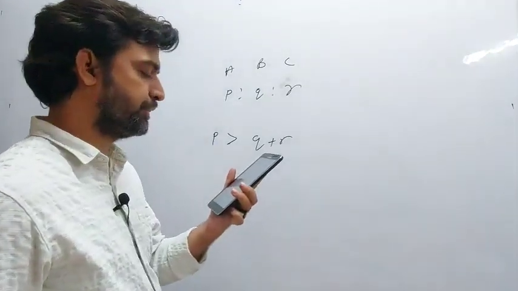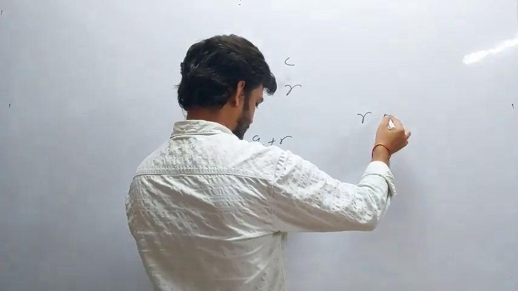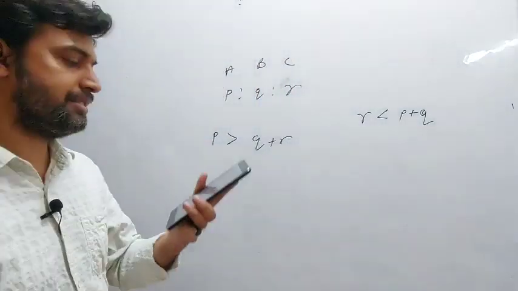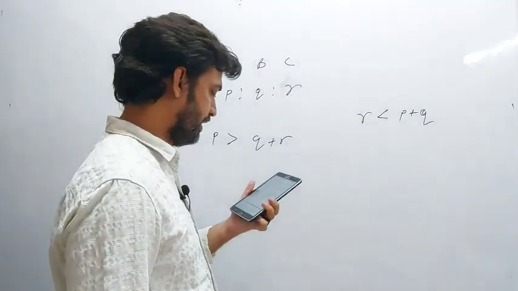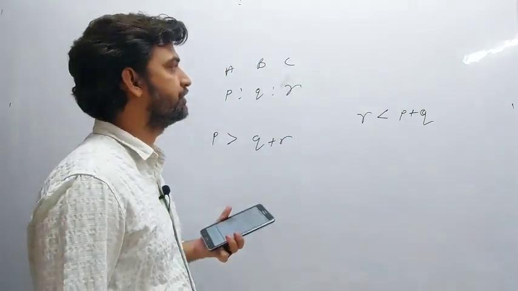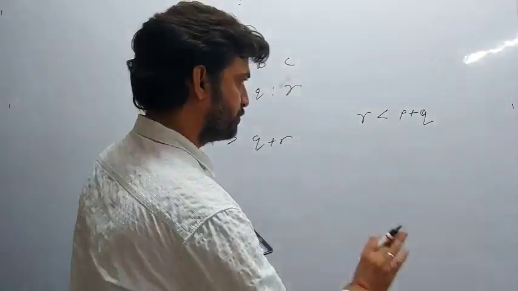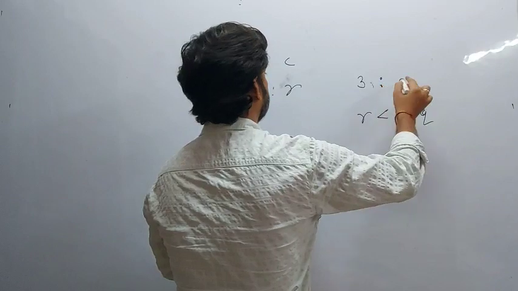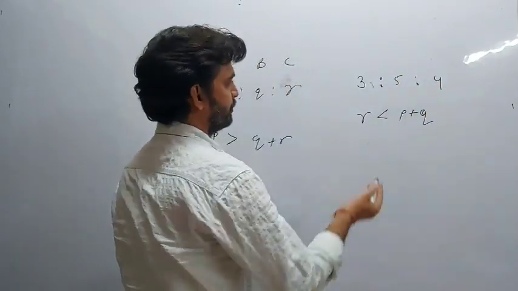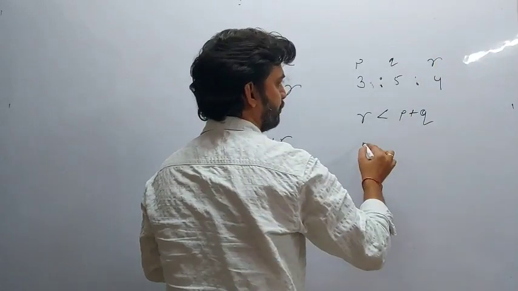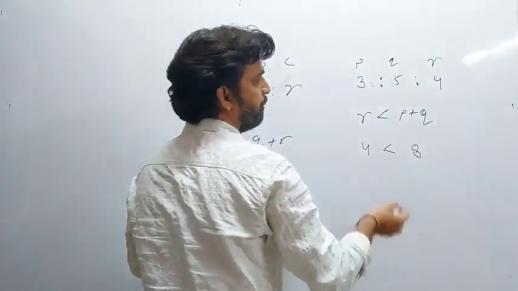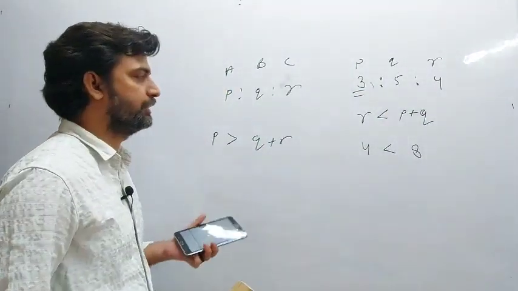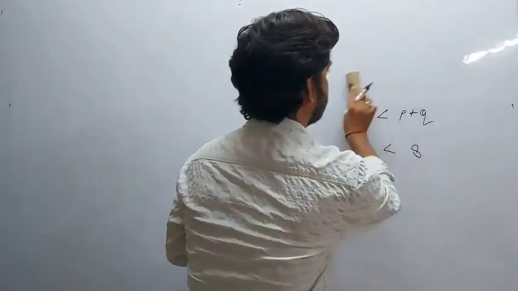The second says C gets the minimum share if R is less than P plus Q. Now, this is the condition. It cannot be true always. R is less than P plus Q, that means C is getting the minimum share. It is not true every time. Assume it is 3 is to 5 is to 4. In this case, this is P, this is Q, and this is R. So the value of R is 4, which is always less than 8. But the least share is 3, that is P in this case. So the second is not always true, but the first is always true. So the answer is only statement 1 is right.